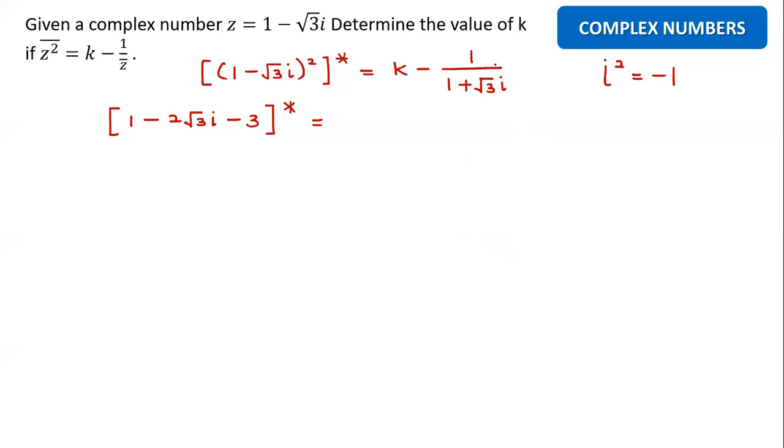Okay, so I don't want to disturb this. I still want to maintain that one. k minus 1 over 1 plus square root of 3i. Okay, now this one first, let me settle this one first. So it's -2. You know why -2? Because 1 minus 3 is going to be -2, and -2 with the square root of 3i.